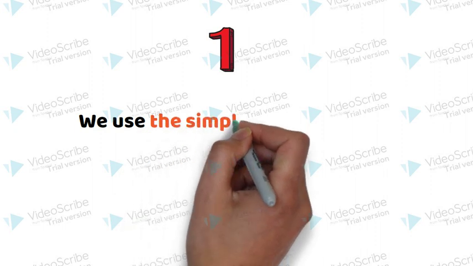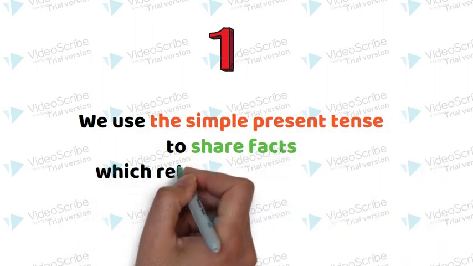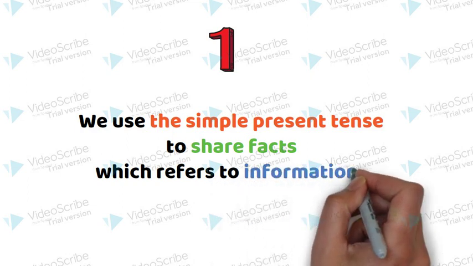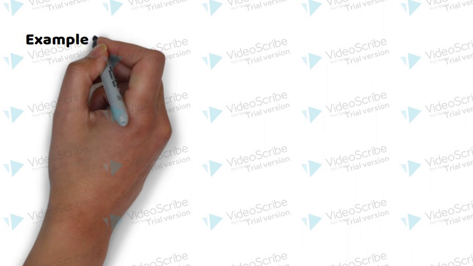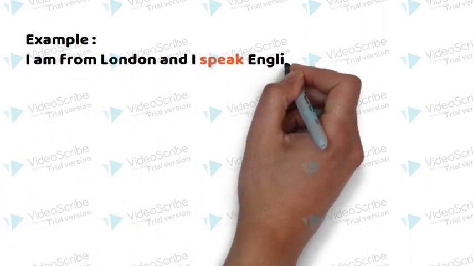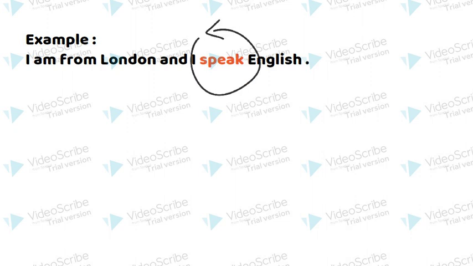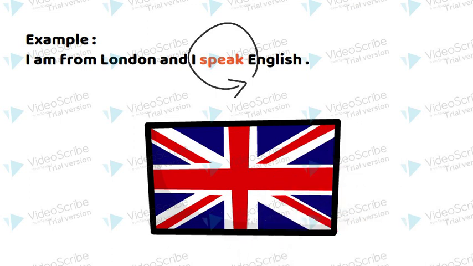Let's deal with number one. We use the simple present tense to share facts, which refers to information that is true. Example number one, I am from London and I speak English, meaning that it's obvious that I speak English because simply I live in London.